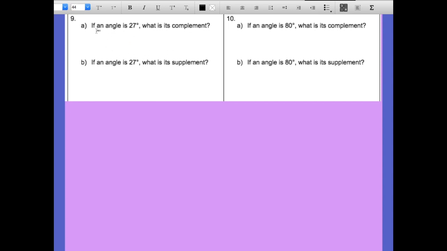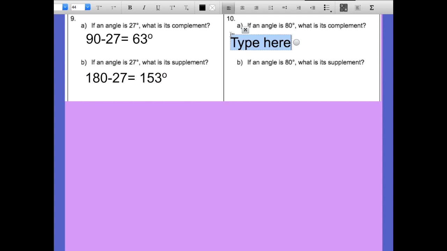If an angle is 27, what's its complement? So 90 minus 27, this is similar to the question we saw before. This is going to be 63 degrees. And then what is its supplement? You get 153 degrees. 80 degrees, what is the complement? So subtract from 90. So 10 is the complement. Make sure that we read these properly so we answer them properly. 180 minus 80 is going to be 100 degrees. All right, and then that's that part.